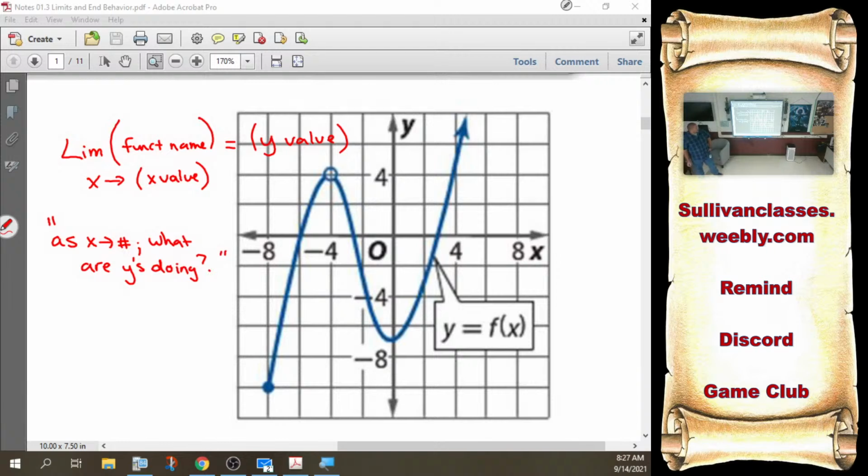So I might come back to this graph, I don't know, when we talk about end behavior. But for now, there's our definition of a limit. Cool?